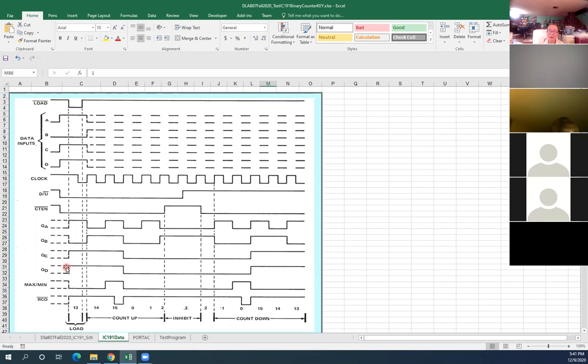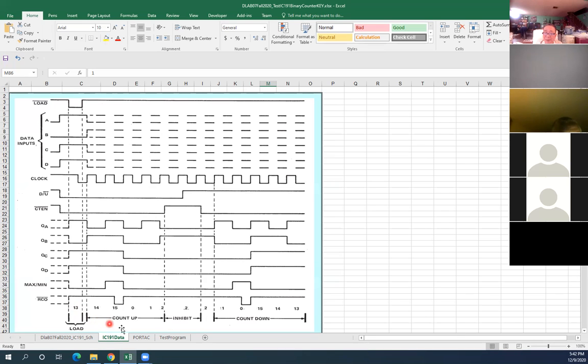That means whatever is on ABCD will come out at the output of the counter. If I load 0101, then 5 comes out. If I load 1010, A comes out. Okay. Now, if you're looking in here, they say load 13.